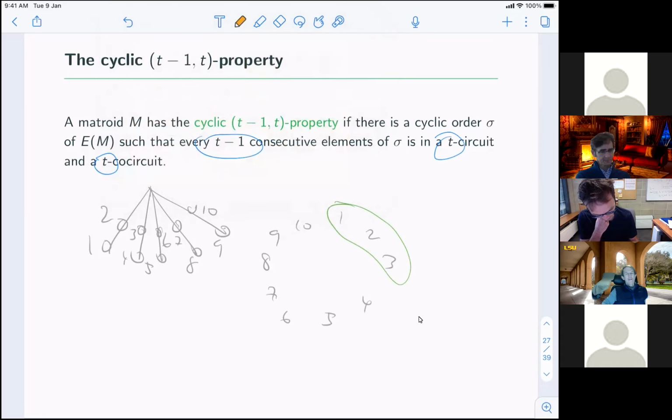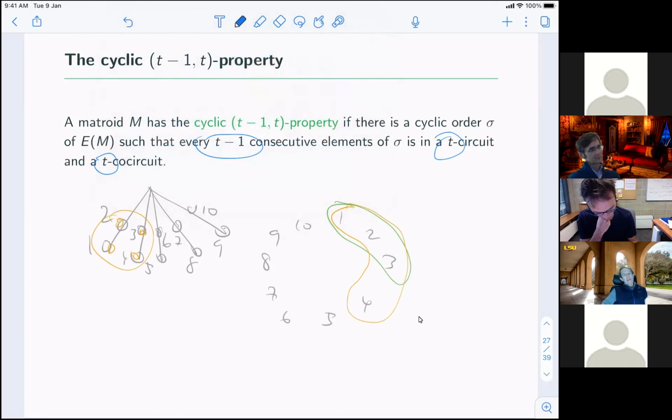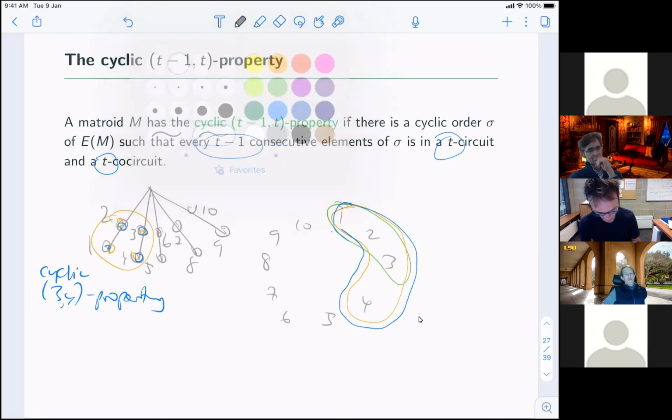So 1, 2, 3 here. The 4 circuit involves 1, 2, 3, 4. And the 4 co-circuit also involves 1, 2, 3, 4. Right, I could do that for any 3. Okay, so spikes have the 3, 4 property. But are there other examples?